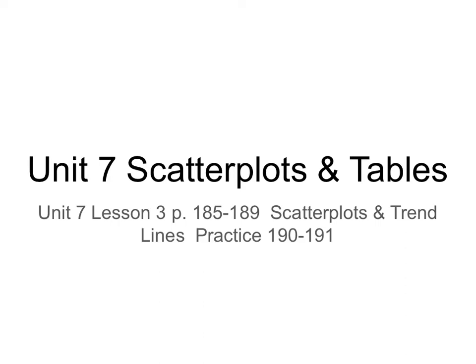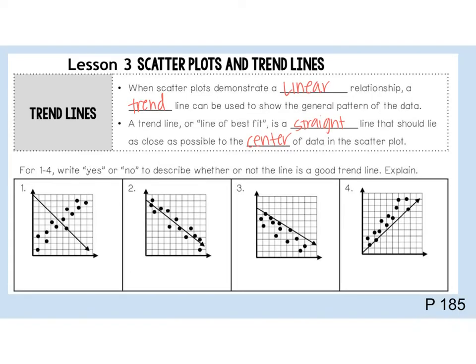Right, lesson 3, scatter plots and tables, using scatter plots and trend lines. When scatter plots demonstrate a linear relationship, a trend line can be used to show the general pattern of the data. A trend line, or also the line of best fit, is a straight line that should lie as close as possible to the center of the data in the scatter plot.